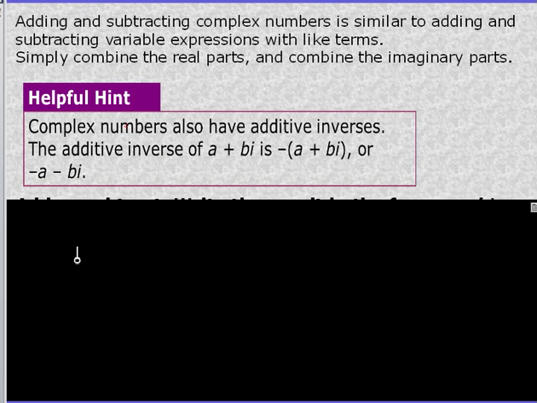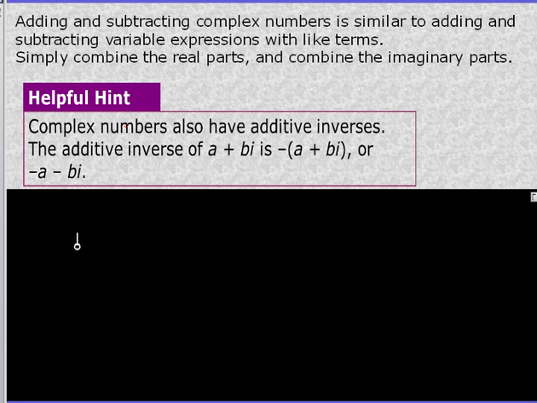Adding and subtracting complex numbers is similar to adding and subtracting variable expressions. You kind of treat the i like you would x in an expression, and then at the end you can simplify it by changing any i squareds into negative ones. But we will combine the real parts and the imaginary parts separately before we simplify, just like you combine the numbers and the variable expressions separately. And this may be a helpful hint.